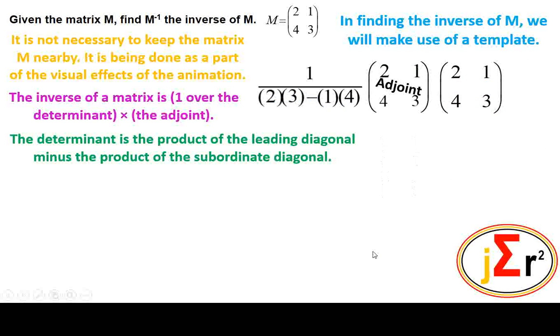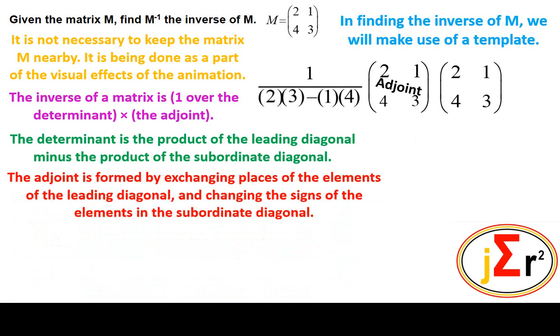The adjoint. How is the adjoint formed? The adjoint is formed by exchanging places of the elements of the leading diagonal and changing the signs of the elements in the subordinate diagonal. Adjoint. The leading diagonal, those will exchange places. The subordinate diagonal, these will exchange signs. These are positive at the moment. We will assign to them negative signs.